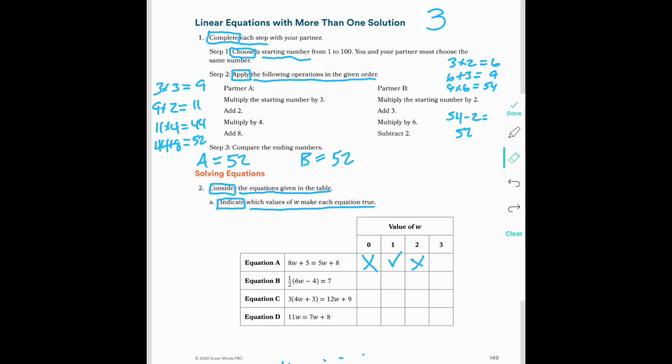Okay. So then now I'll do number 3. 8 times 3 plus 5 equals 5 times 3 plus 8. Okay. 8 times 3 is 24 plus 5 equals 5 times 3, which is 15 plus 8. Okay. 24 plus 5 is 29. 15 plus 8 is 23. Once again, this does not work. They're not equal. Put an X.